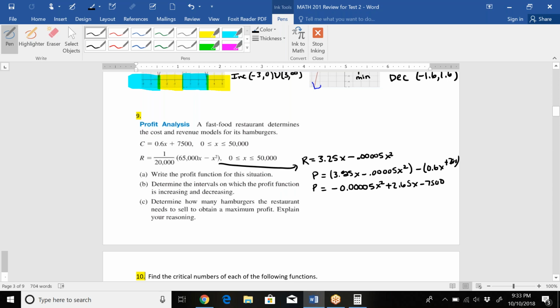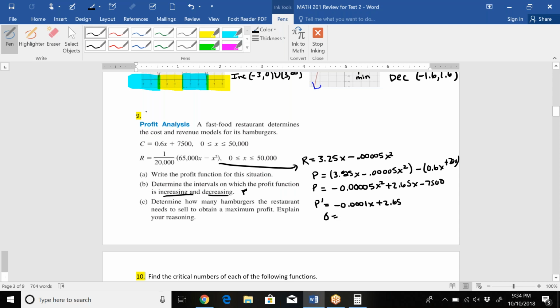So that's part A. Determine the intervals on which the profit function is increasing and decreasing. Remember, that has to do with the first derivative. So we need to talk about P prime. So P prime is going to be negative 0.0001x plus 2.65. We'll set that equal to 0 to find where the critical numbers are.